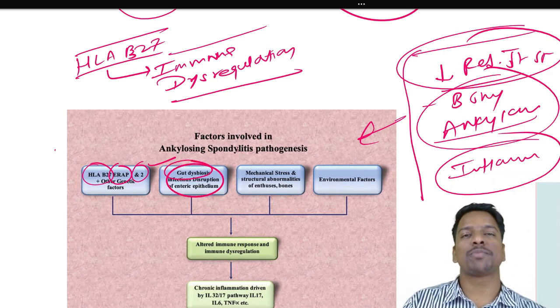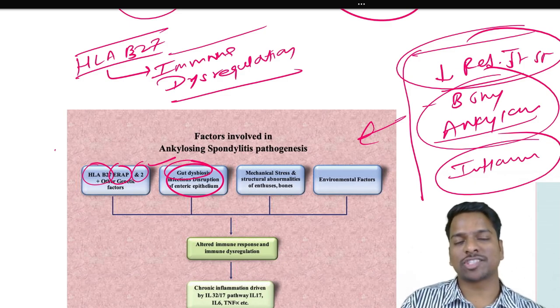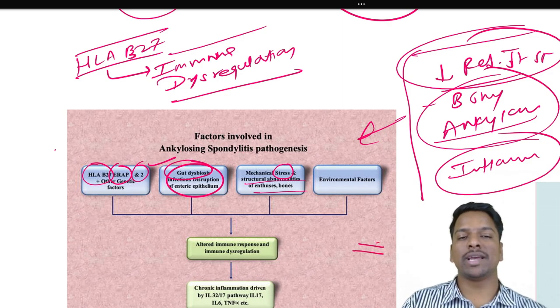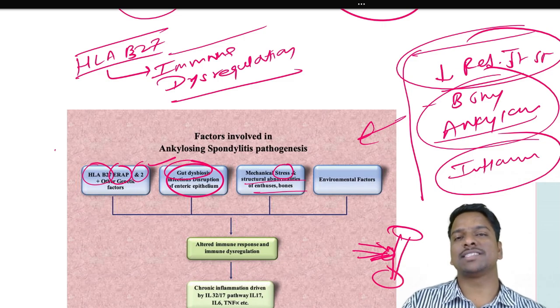This gut dysbiosis basically affects your intestines, the favorable bacteria for digestion. So gut dysbiosis also has a role in ankylosing spondylitis. Then mechanical stress or structural abnormalities of the enthesis. What is enthesis? Enthesis is the connection point of the ligaments or tendons to the bone. Suppose this is a bone, so this becomes enthesis, just like your Achilles tendon. That end point where it connects to the bone is called enthesis, and that's why you can have heel pain in these patients. And the fourth factor for the pathophysiology is environmental factors.